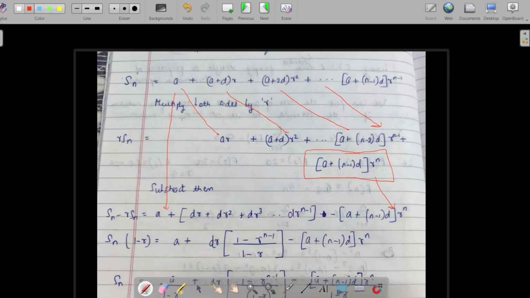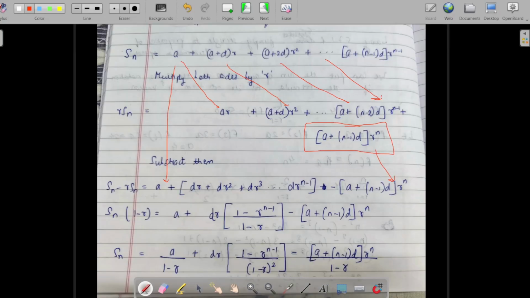So the subtraction becomes very symmetrical and you get the first and last terms as they are. But remember, on this side you have a minus sign because you have subtracted them and there is nothing here. So basically you are subtracting it from 0, the last term. So this will be a minus sign, this will be the same, and this will beautifully form a geometric progression whose first term is dr and the common ratio is r.